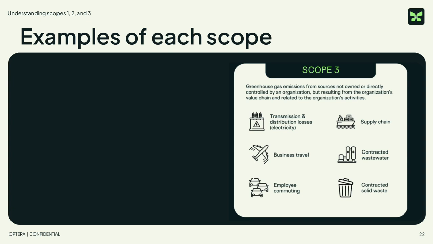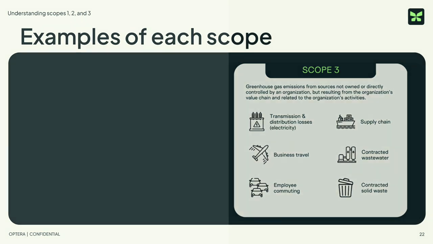Scope 3 includes many categories, which we won't name here, but some examples include the emissions from transmission and distribution losses from electricity, business travel by employees and their commutes, emissions arising from an organization's supply chain, as well as contracted wastewater and solid waste services.